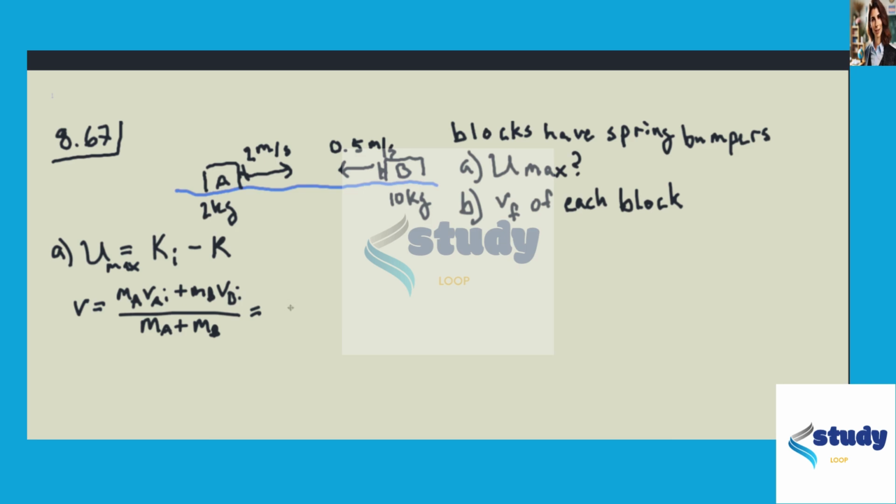In any event, this works out to be negative 1/12 meter per second, or 0.0833. Pretend that looks like a 3 at the end there. It's not really something we're looking for, but yeah, so we need that.